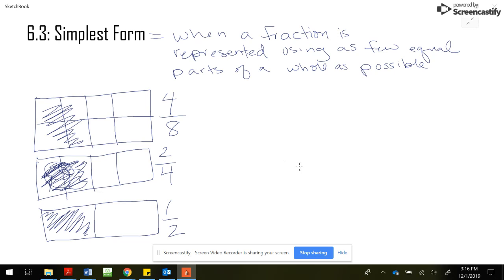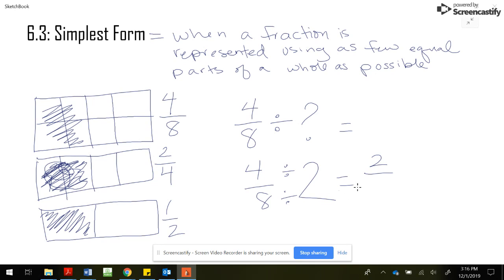So if I have something like 4/8, I want to think, are they both divisible by something? So 4/8, I know right off the bat that 4 and 8 are both divisible by 2. 4 divided by 2 is 2. 8 divided by 2 is 4. Now, looking at this, I need to stop and think, is this the smallest I can get, or are they both divisible by something else?